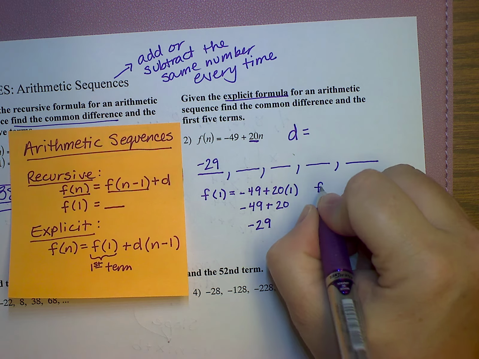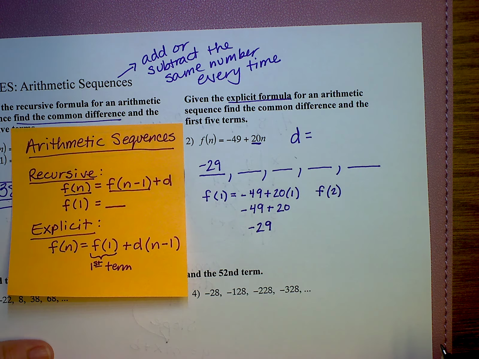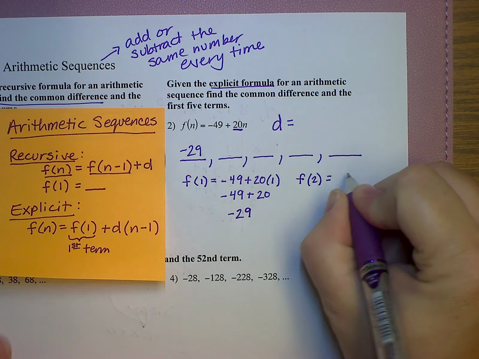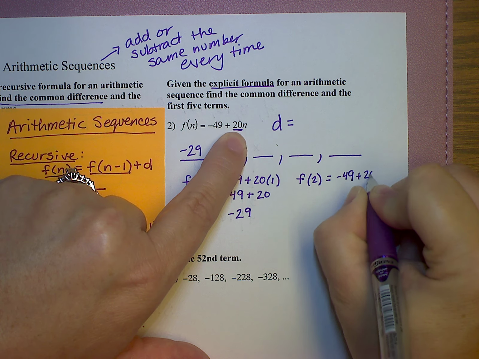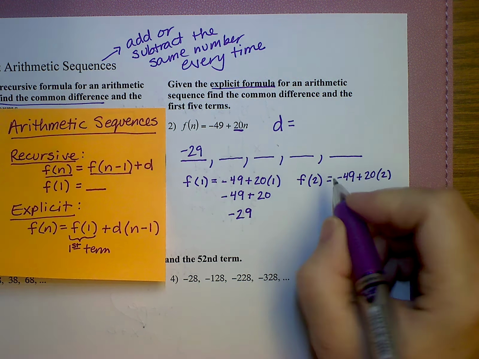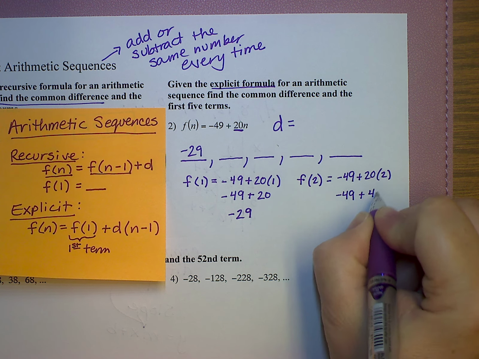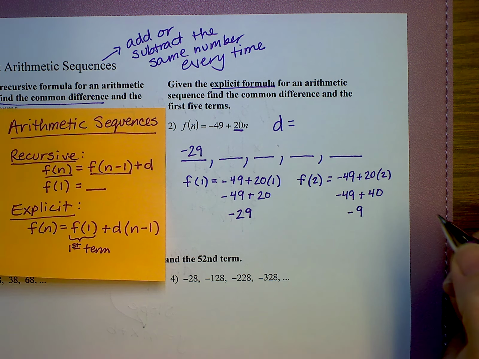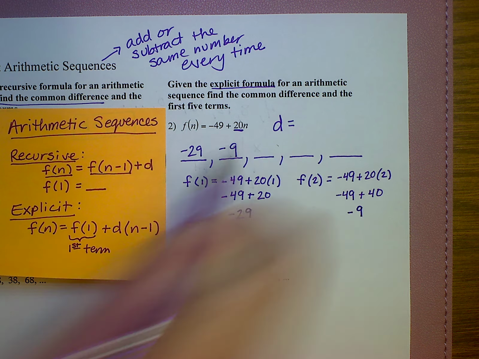Now I want to find the second term. Holy crap, Mrs. Franken, are you going to make me do this for every single one of those blank 5 times? No, we'll get a shortcut as soon as we do this one, okay? So, negative 49 plus 20 times 2. Well, negative 49 plus 40 is what? Negative 9. So my second term is negative 9.